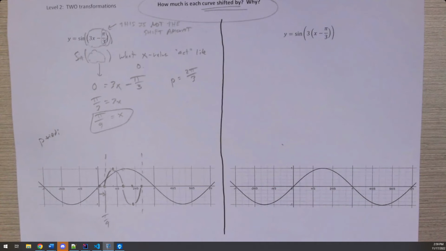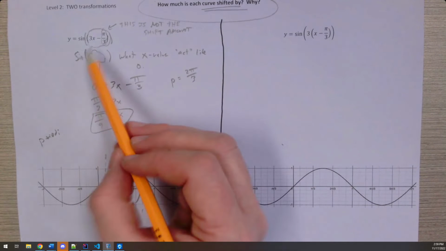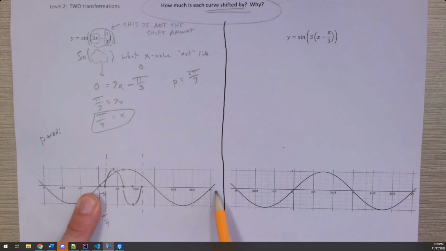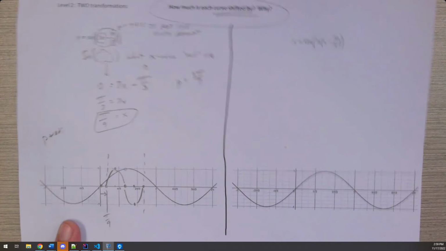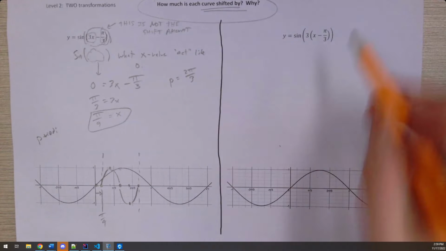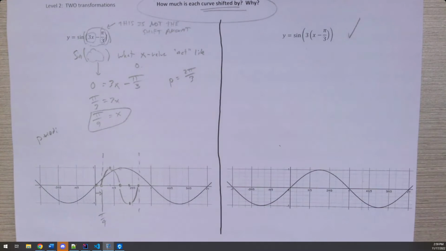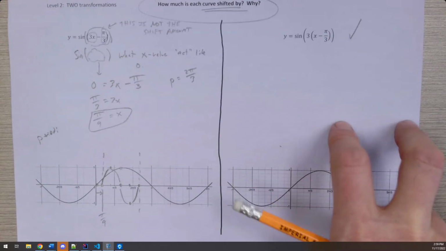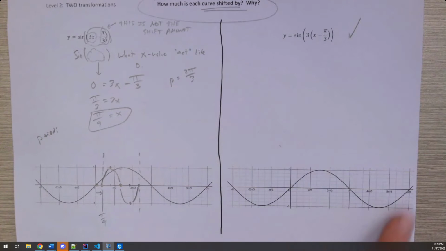So what we can see has happened is this 3 here did what we expected. It's actually squished this curve to be a third as long, but then we've shifted it over by pi over 9. Okay, last thing, do that same story to this one. Figure out what acts like 0, what acts like the start of the curve. Figure out what the period is. Draw a sketch of one full period of the new curve, and then we'll celebrate.